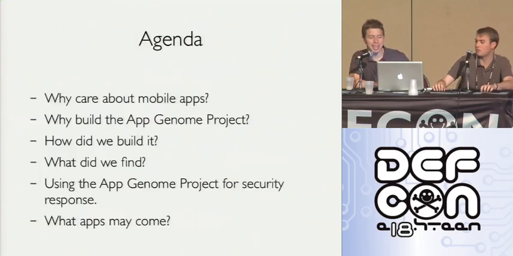So what we're going to talk about today: first, why you should think about caring about mobile apps, and then maybe why you should be skeptical about mobile applications. Secondarily, what are our motivations? What's the point? Why are we downloading all these applications? Third, we're going to go into how we built it. We're going to dive a little bit under the hood; it's pretty cool. And we're going to look at what we found. Specifically, I'm going to tell 4 stories, and I think they're pretty good stories. And we're going to talk about how we can use the App Genome project in a security response context.